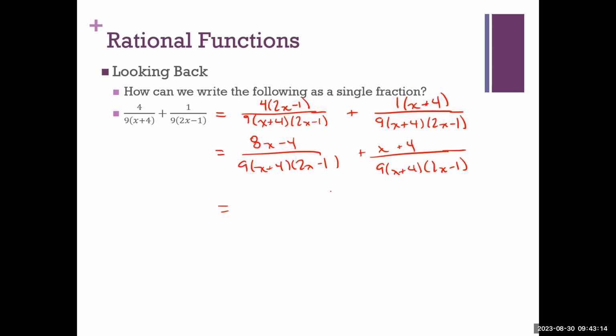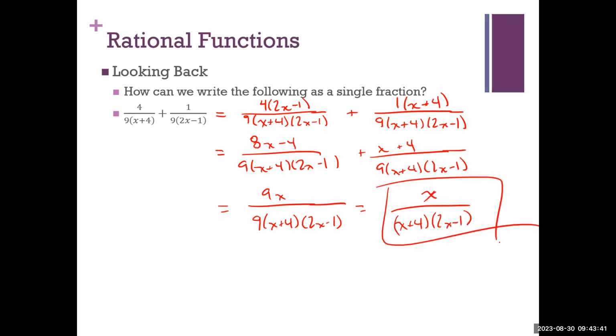Right. So that's kind of the whole point of finding the common denominator, right? Now that I have the common denominator, I can simply add their numerators together and I get 9x over 9 times x plus 4 over 2x minus 1, which is equal to x over x plus 4 over 2x minus 1. And yes, somebody brought it up, we could expand the denominator. For now, I'll just leave it factored.